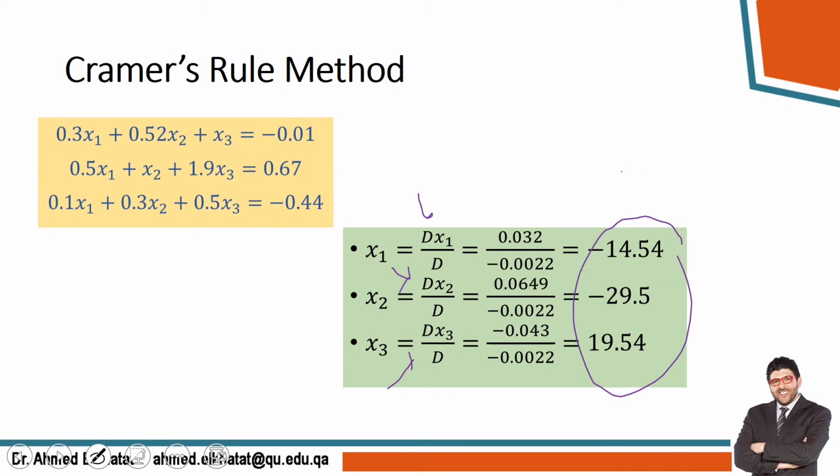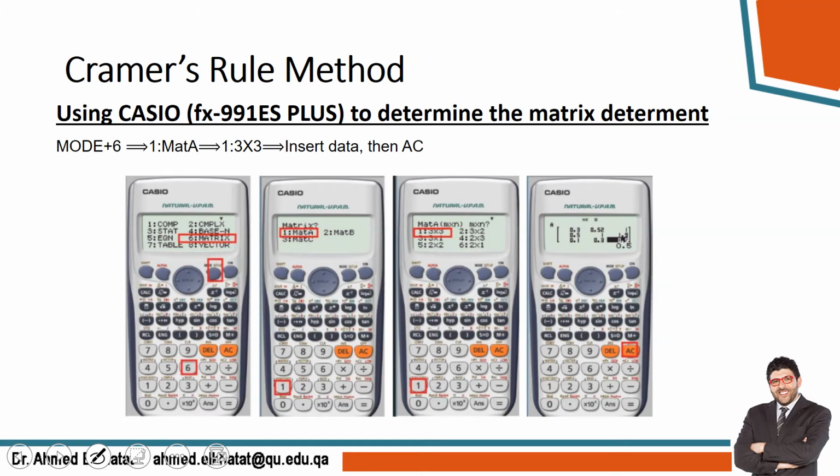Now if you are using this Cramer method manually, one quick way is to use the calculator to determine the matrix determinant. So how to make it? Just go in your calculator to mode 6, so it's matrix. Then you can go for 1, matrix A. Select 1, matrix A, and then of course you choose your data, 3 by 3, and then you can put your data in the matrix.